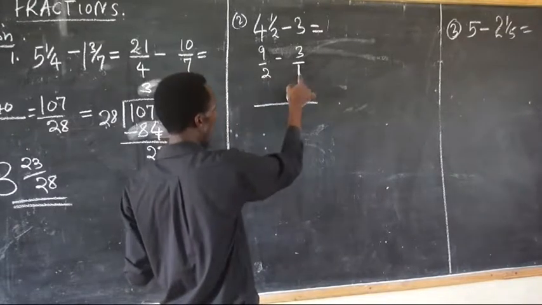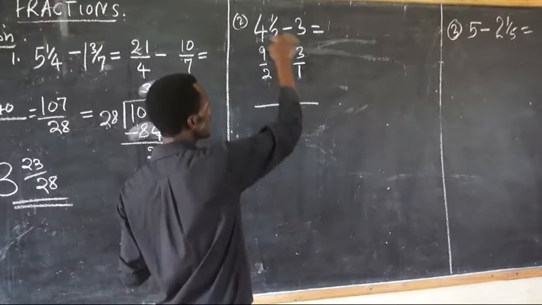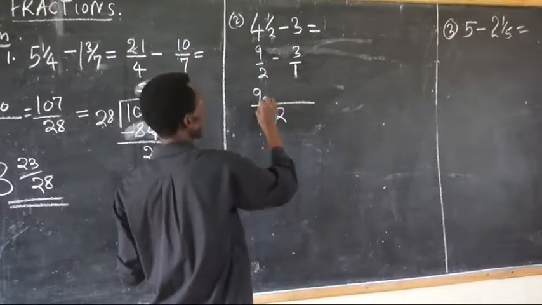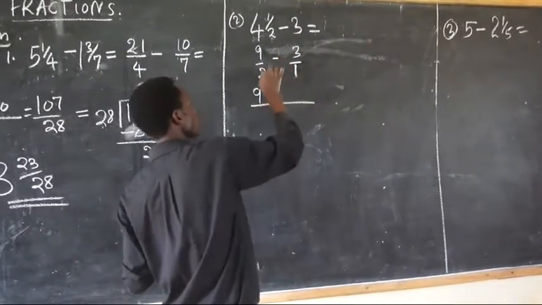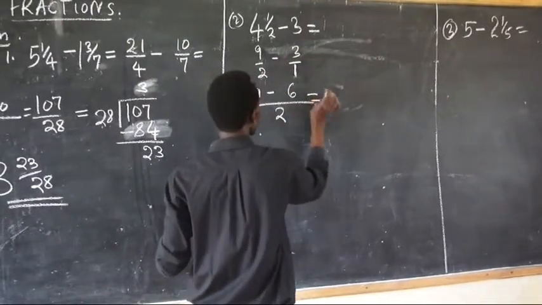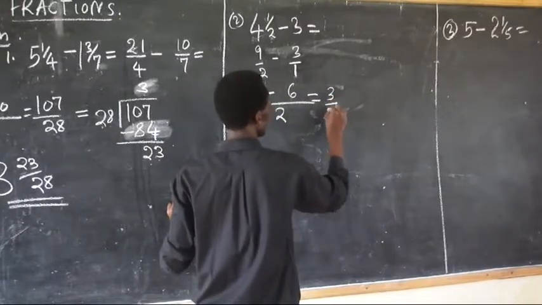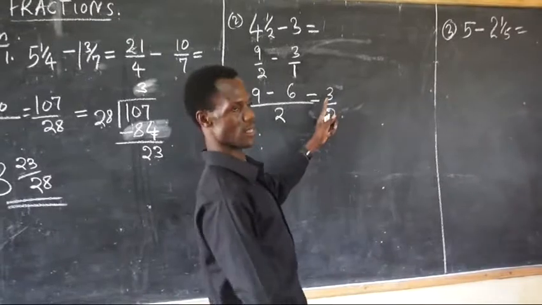Now it is 2 times 1, which is equal to 2. Now 9 times 1, which is equal to 9. 2 minus 2 times 3, which is equal to 6. Now when you look at here, it is 9 minus 6, which is equal to 3 over 2. So this is not the correct answer.